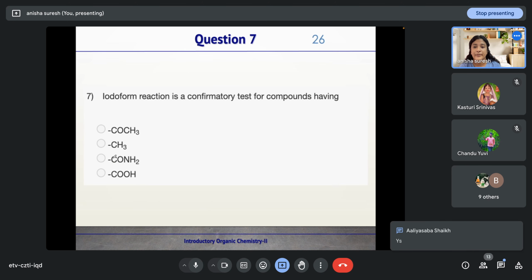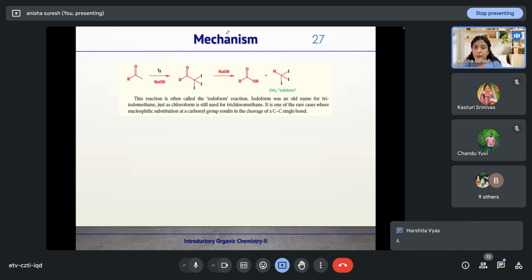Okay. Now coming to question 7. Iodoform reaction is a confirmatory test for compounds having COCH3, CH3, CONH2, COOH. We have discussed this while we were discussing the summary of week 5 modules. So iodoform reaction is a confirmatory test for compounds having COCH3, methyl ketones, as we have discussed. So this is the iodoform test.